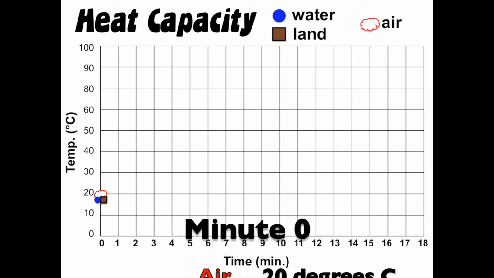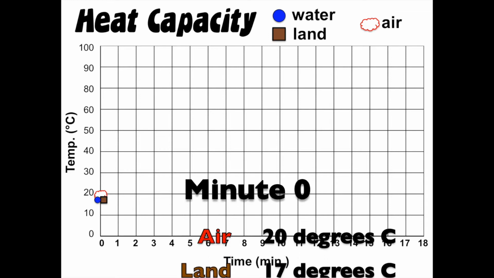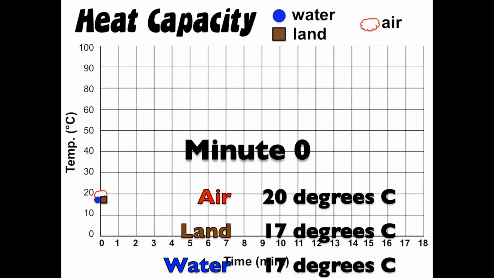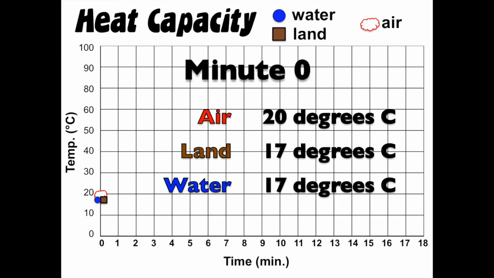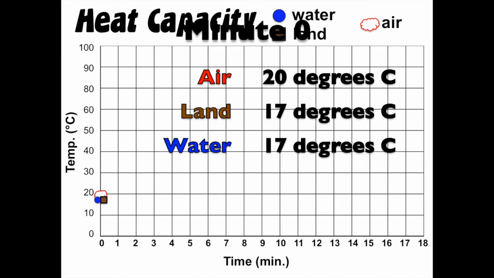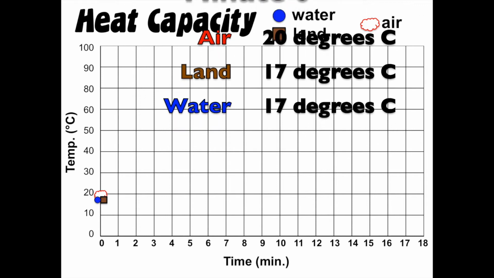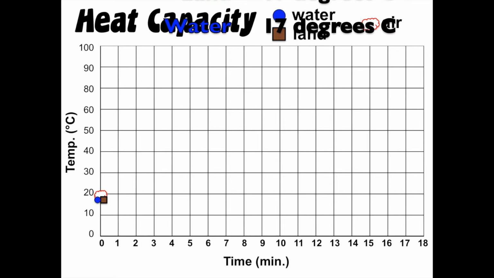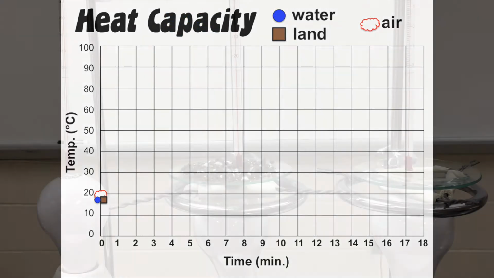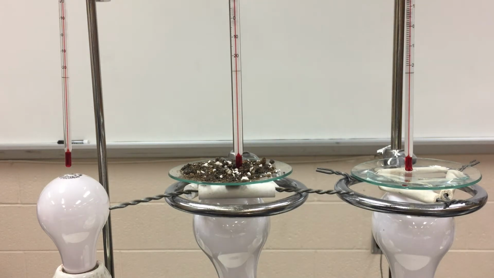And my lab video will start off at minute 0, and I'm measuring the air, land, and water temperature at room temperature. And oddly enough, air for some reason is a little warmer. But I need you to use some semblance of a key. I'm using a little poof for a cloud, a dot for water, and a square for land. And if you would please make a dot for each of those 3. We're going to get this lab started.